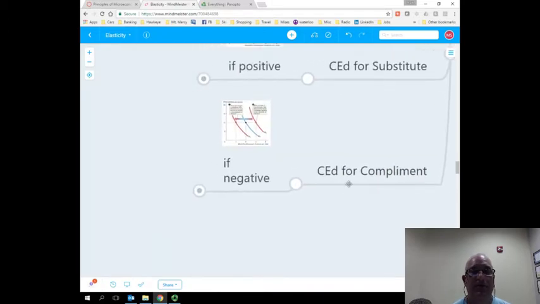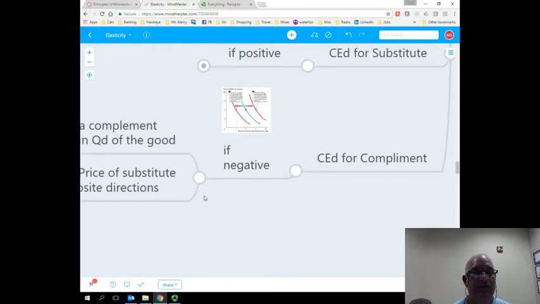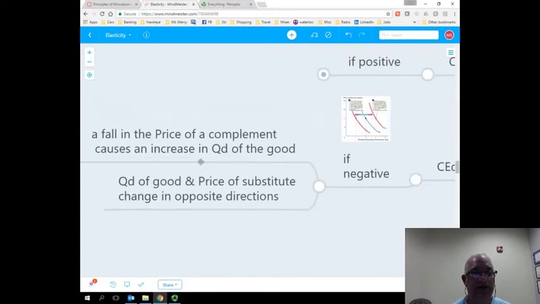And then if we have a cross price elasticity for a complement and it's negative, it indicates a fall in the price of the complement causes an increase in the quantity demanded of the good, and the quantity of the good and the price of the complement change in opposite directions, versus the same direction that we looked at in the prior scenario. So again, if the cross price elasticity is negative, then a fall in the price of the complement causes an increase in the quantity demanded of the good.